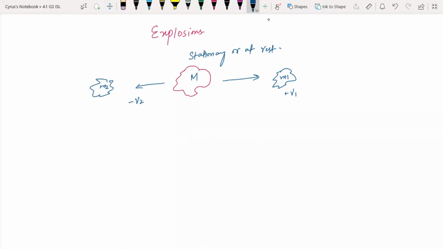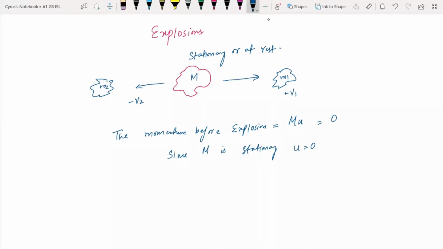अच्छा, उसके बाद the momentum before explosion is what? That is mu, but mu is 0. Here in this case, u is 0, since M is stationary. So momentum before explosion is 0. ठीक है? It is 0 kg meter per second.